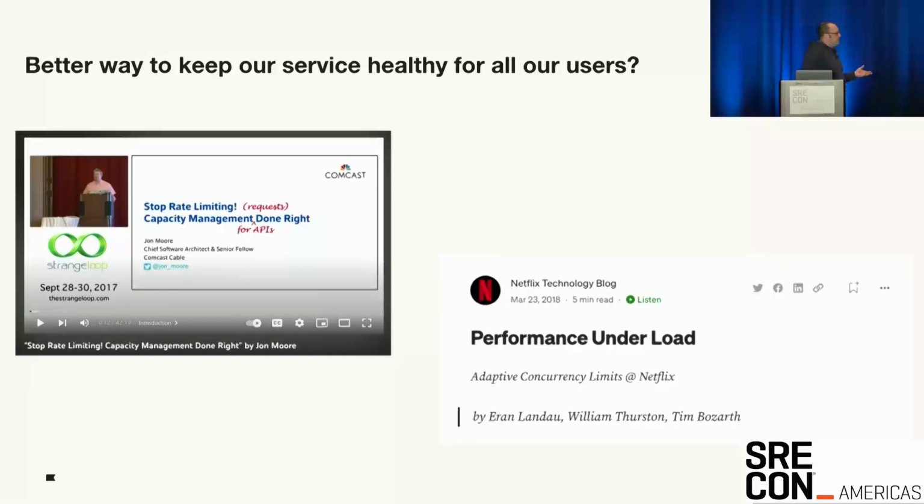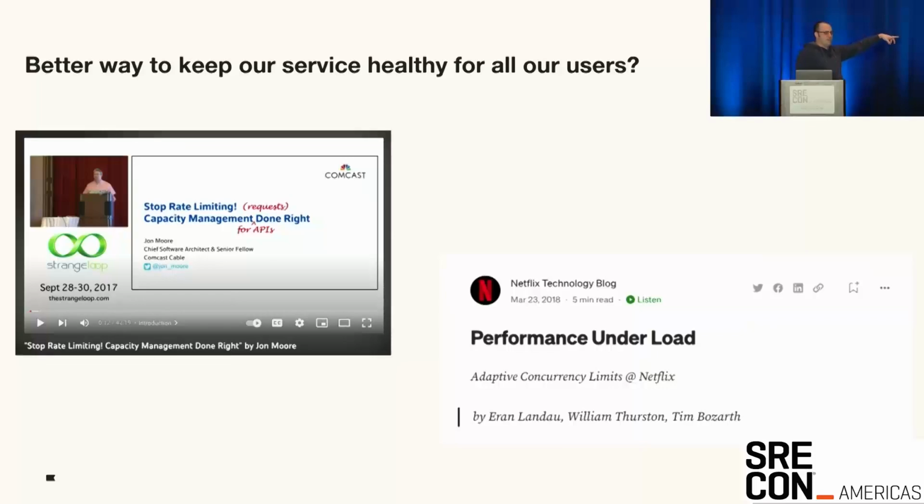As we set out to figure out a better solution here for maintaining the health of our service, we drew inspiration from these two sources really specifically. So this is like my thank you slide. Jon Moore at Strangeloop 2017 has a really great talk on capacity management. It goes into a lot of the theory behind what we're gonna talk about today. So I watched that talk probably 10 times over the course of several months as we're working on these problems.